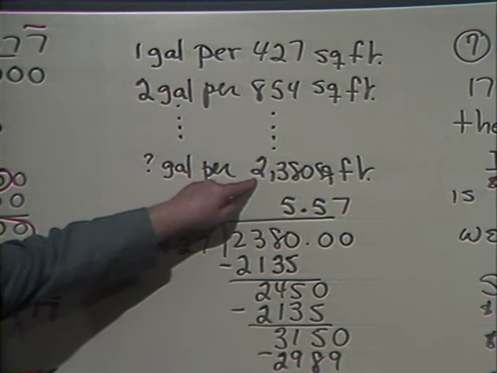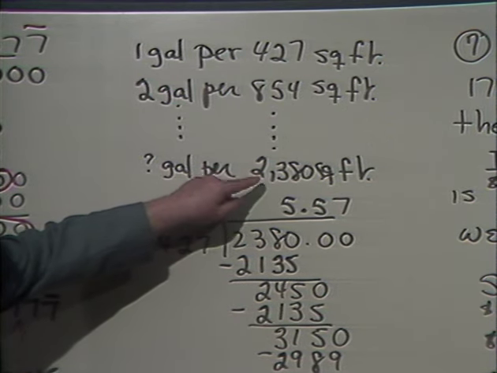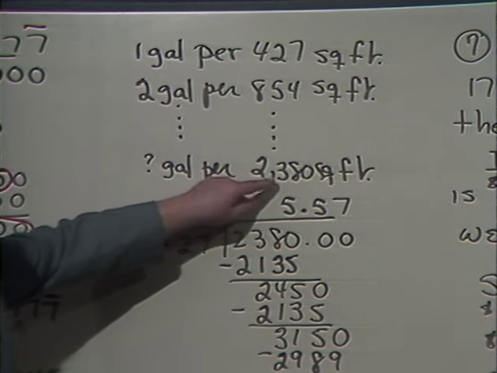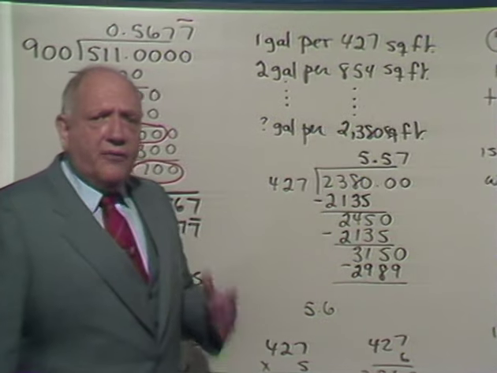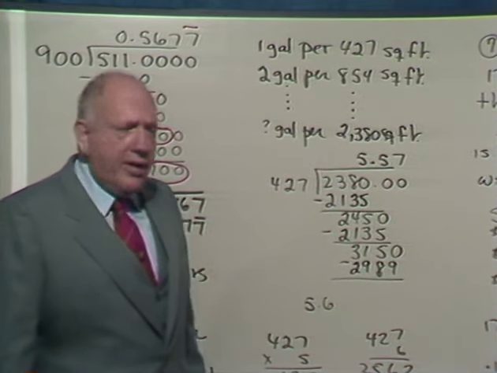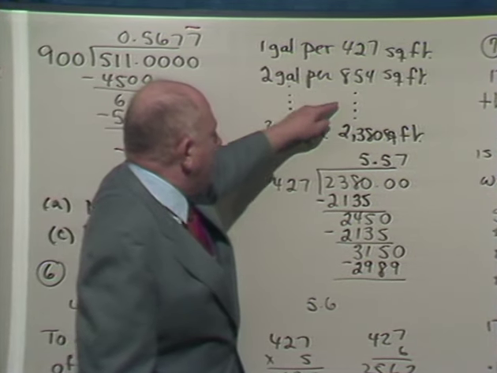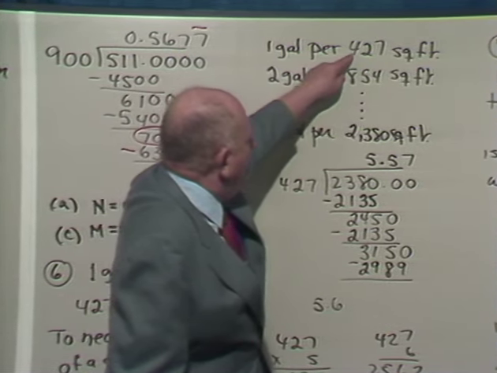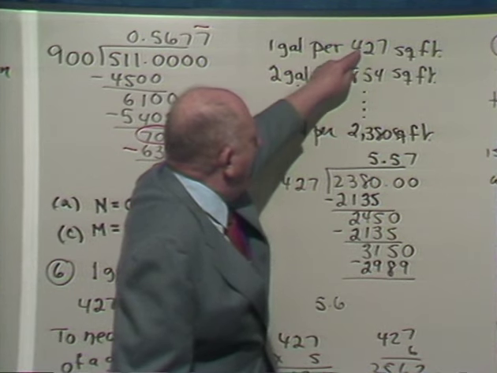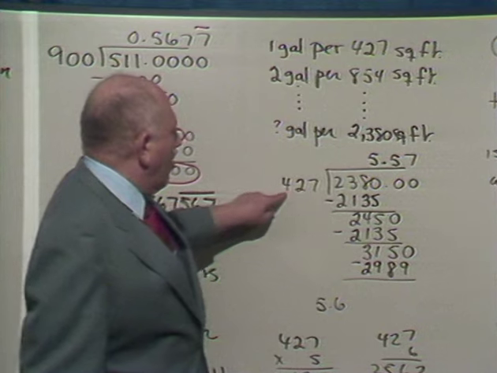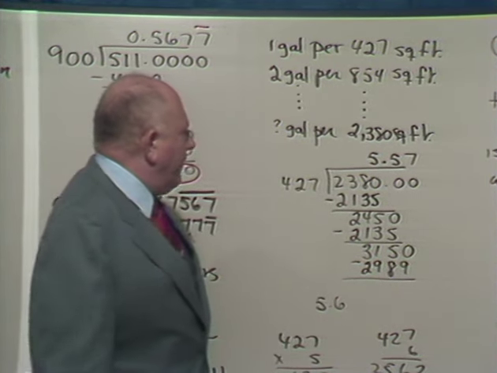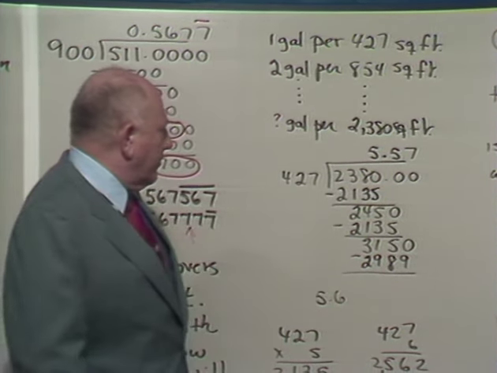See, in terms of the language of Module 3, what we're asking is, is 2,380 a multiple of 427? And if not, in between what 2 multiples is it? And how do you solve that kind of a problem? Since you're counting by 427s, you want to see how many times 427 goes into 2,380. So we take 427 and divide into 2,380.